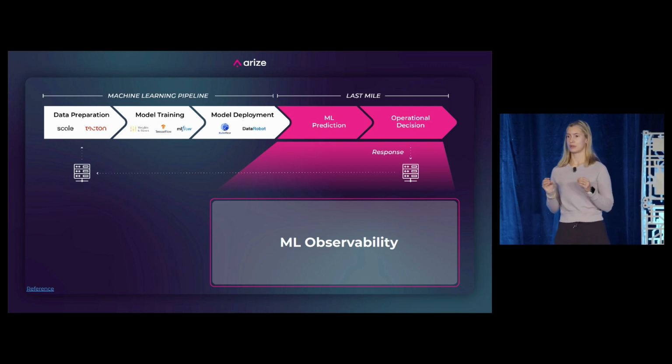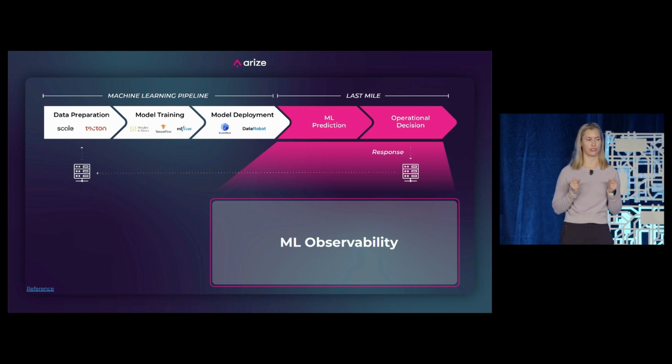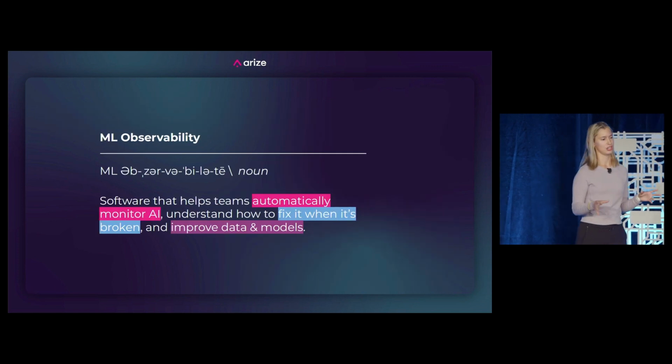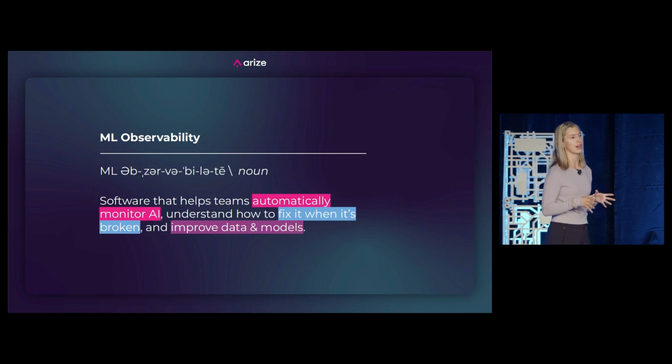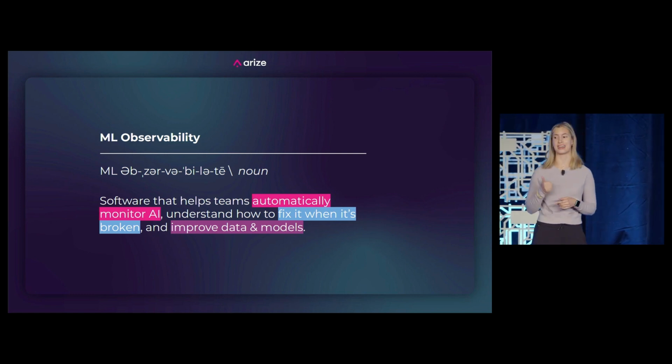For that, we need something particular like ML observability that's actually going to help us understand what's wrong with our model. Just to give you a definition, it's the software that helps teams automatically monitor AI, understand how to fix it when it's broken, and improve data and models.